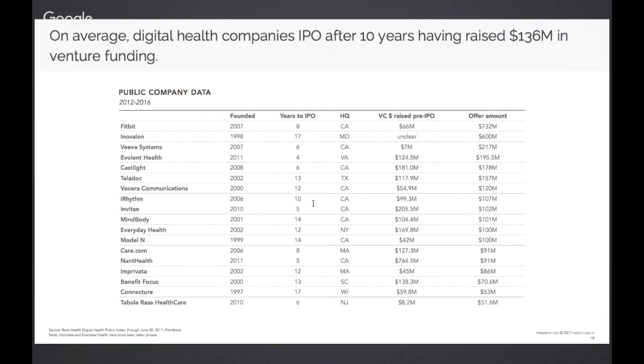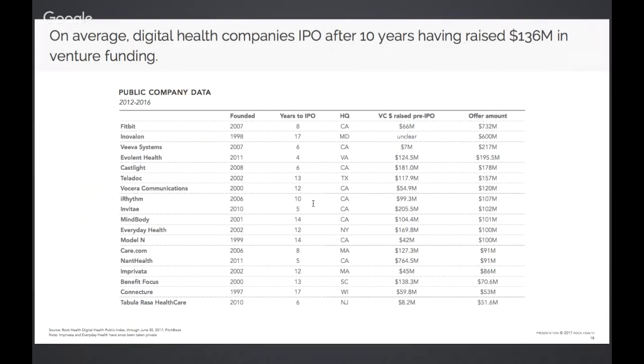The first thing is that digital health companies take an average of 10 years from founding to IPO, and there are exceptions. Evolent Health managed to cut this time to just 4 years. So they're not all clustering around that 10-year mark. There is wide variation, and you can see that in the third column here, years to IPO, but on average, taking 10 years from being founded to going public.